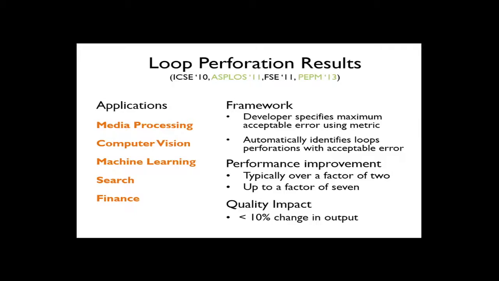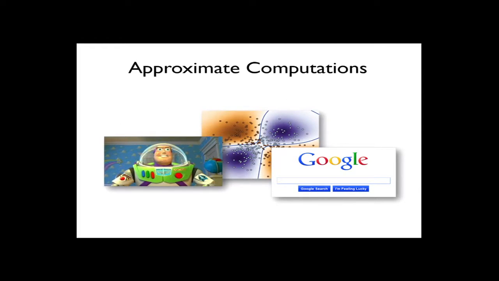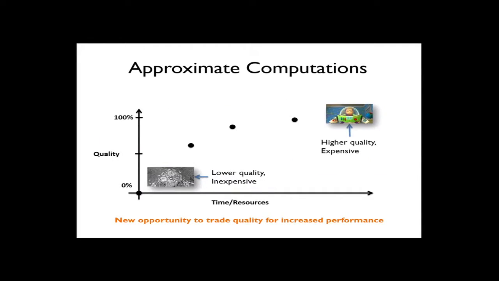What we've seen when we applied this system to these sorts of benchmarks is that we typically get a factor of 2 performance improvement, sometimes up to a factor of 7. This all comes with less than 10% change in the quality of the output. The reason this sort of system works is that these applications come from domains of what we call approximate computations, in the sense that there is a very natural trade-off between the quality of results these applications produce and the time, resources, or cost it takes to compute those results. This trade-off space gives us the opportunity to change the behavior of the application so that it can trade quality of results for increased performance.